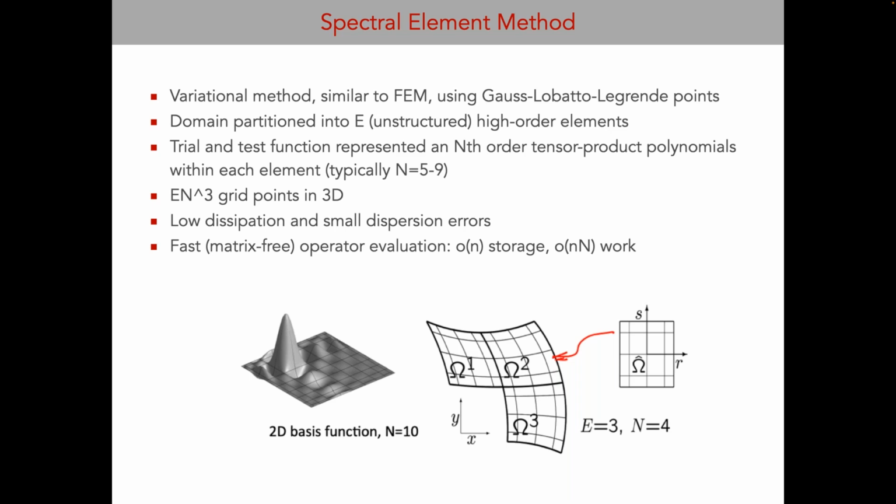And thanks to the hardware trends, we can also evaluate these operators really fast because they're matrix free, and the work only scales with n, where n is the polynomial order, and n is the number of grid points. So there's only this n overhead, but you can still do this very fast. I'll show that in a second.